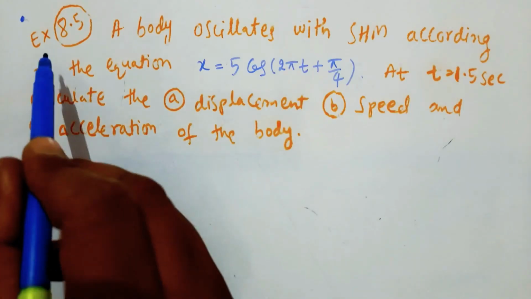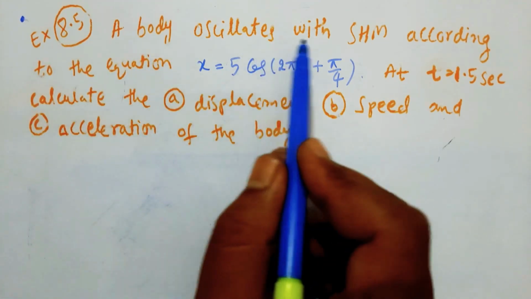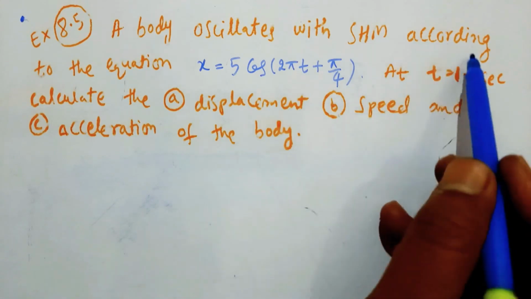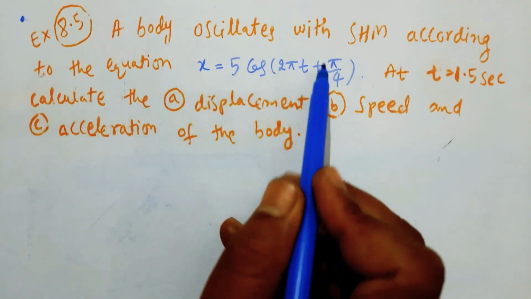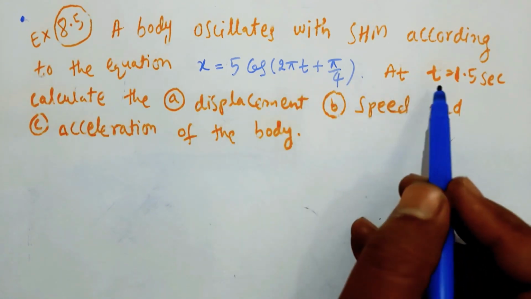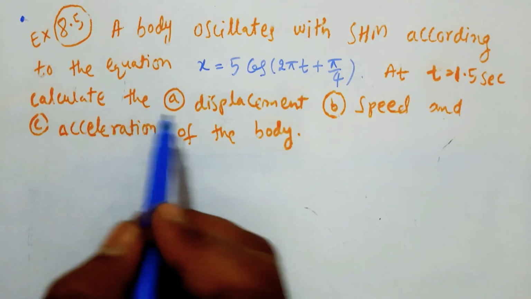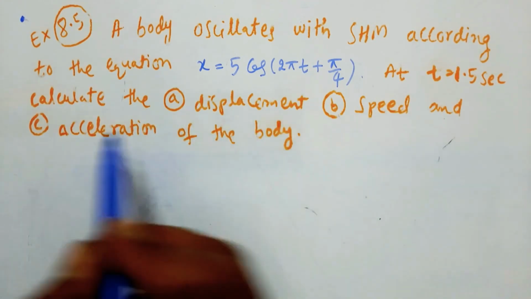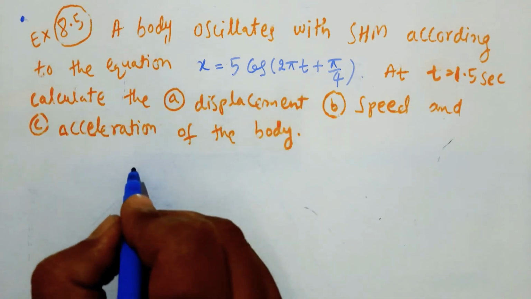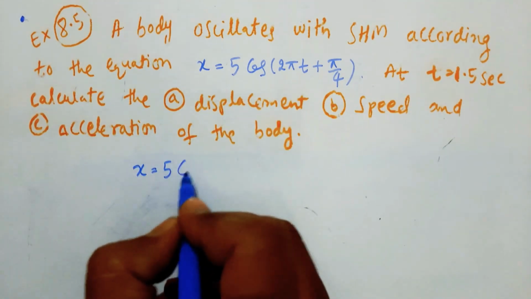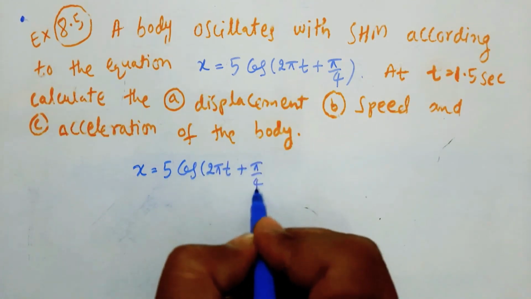See example problem 8.5. A body oscillates with simple harmonic motion according to the equation x is equal to 5 cos of 2 pi t plus pi by 4. At t is equal to 1.5 seconds, calculate the displacement, speed and acceleration of the body. So here the equation is given: x is equal to 5 cos of 2 pi t plus pi by 4.